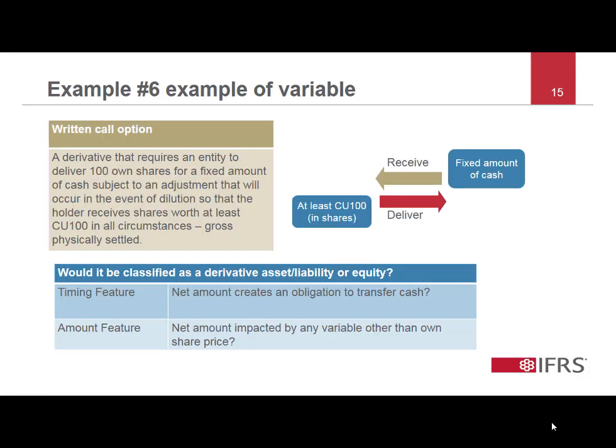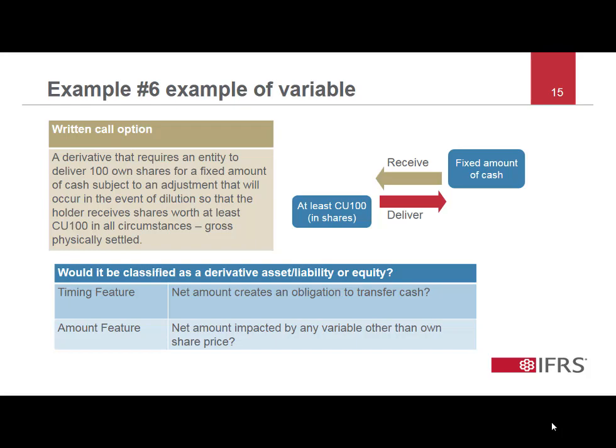Let's look at another example from section 4 of the discussion paper. An entity issues an option that requires the entity to deliver 100 own shares in exchange for receiving a fixed amount of cash. The derivative contains a feature that adjusts the number of shares to be delivered so that the holder receives shares worth at least 100 currency units in all circumstances. So the derivative guarantees 100 currency units as a minimum amount of value to be received by the holder.